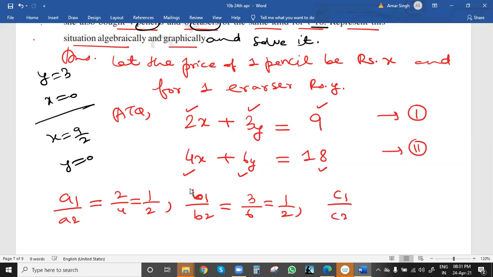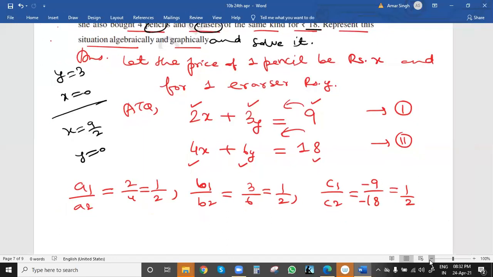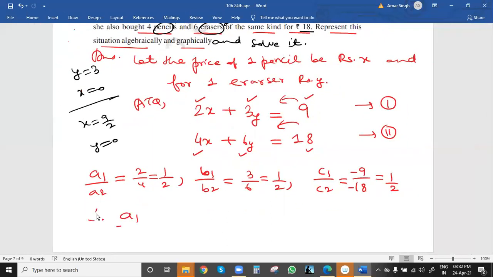Now the last one is c1 by c2. c1 by c2 we can write as 9 by 18, because both are negative, no problem. Otherwise they would come to the left-hand side with a negative sign. So again 1 by 2. So all the values are the same: a1 by a2 equal to b1 by b2 equal to c1 by c2. Hence we can say there are infinitely many solutions.